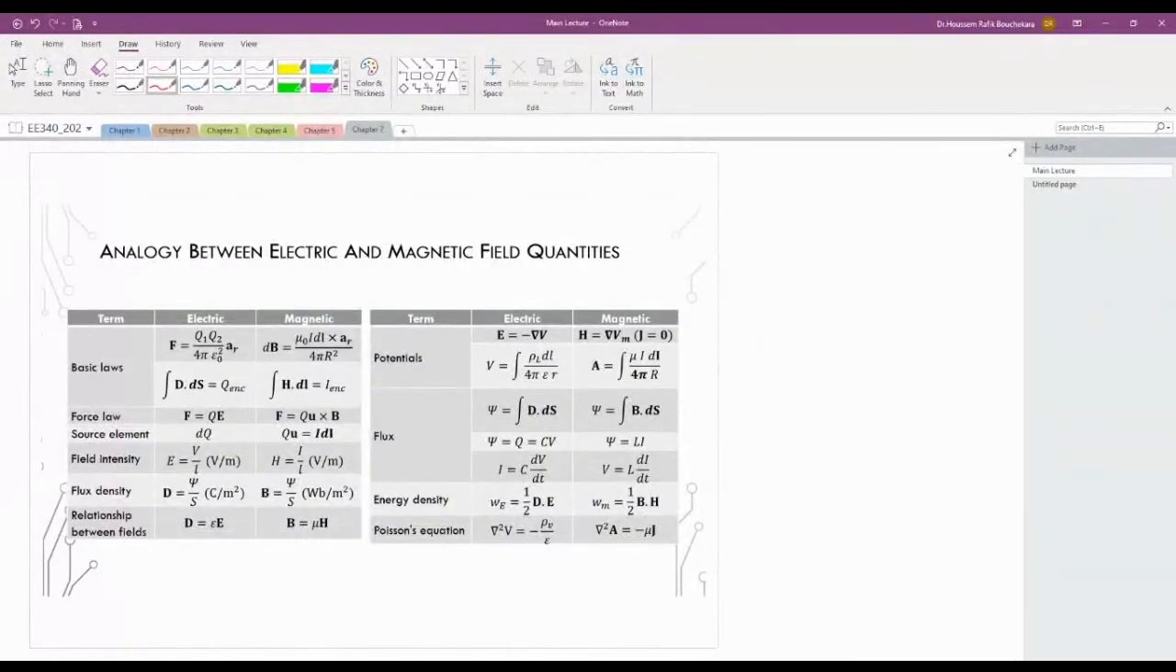The nice thing about studying magnetostatics is that we have already studied the electrostatic fields, so we can make an analogy between the two.